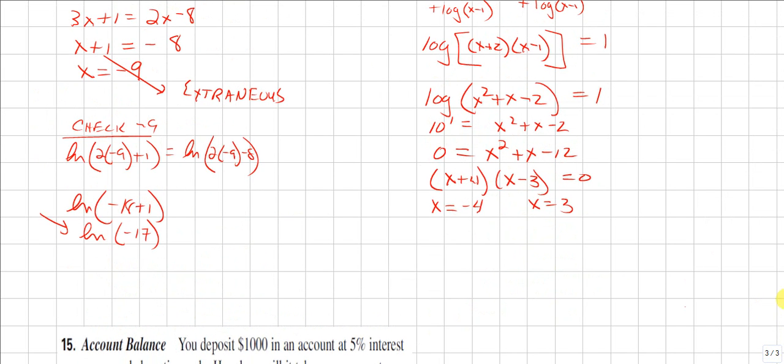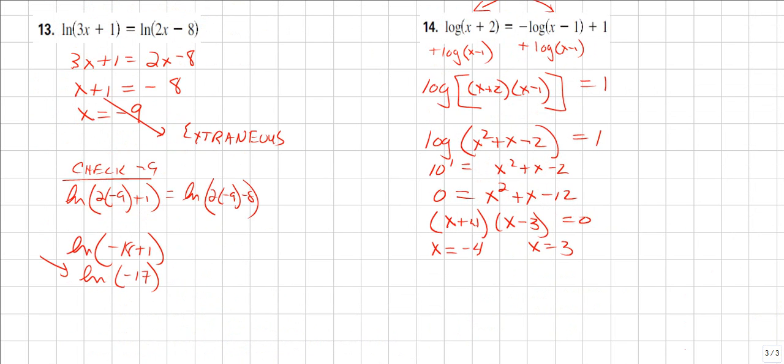So if I'm going to look at a negative 4, you can already see that if I put a negative 4 into my original equation, I'm going to end up with a negative logarithm at the x plus 2 over here, and also at the x minus 5. So I already can look at that and see that those would be extraneous. And then the 3, let's check it.